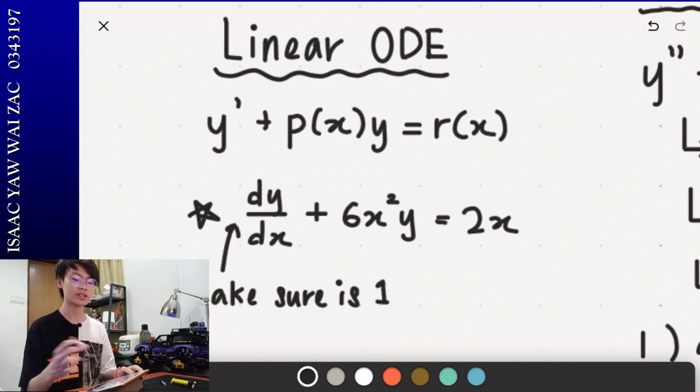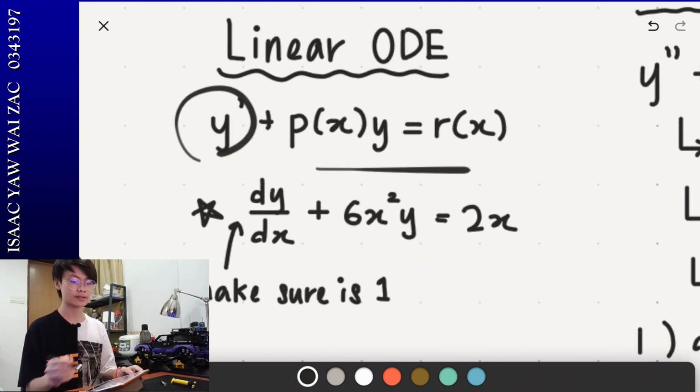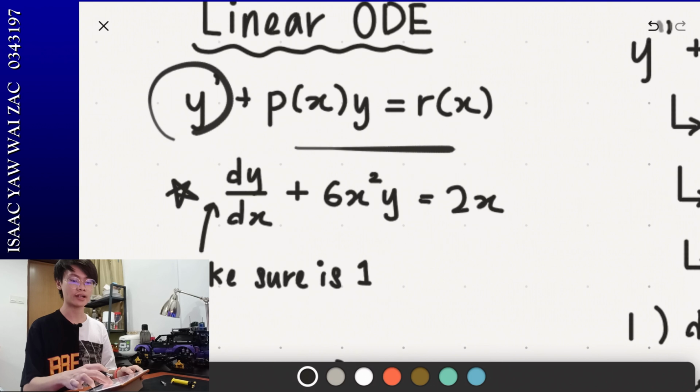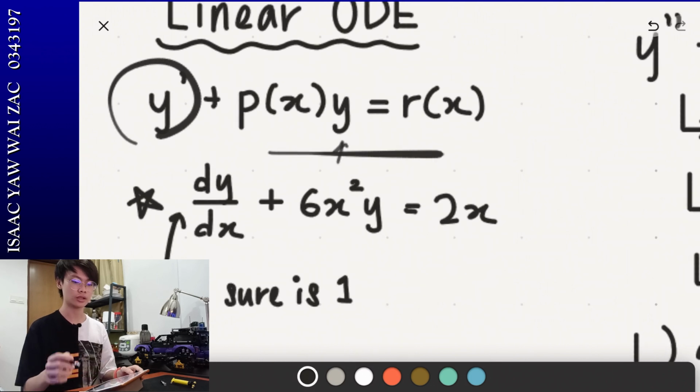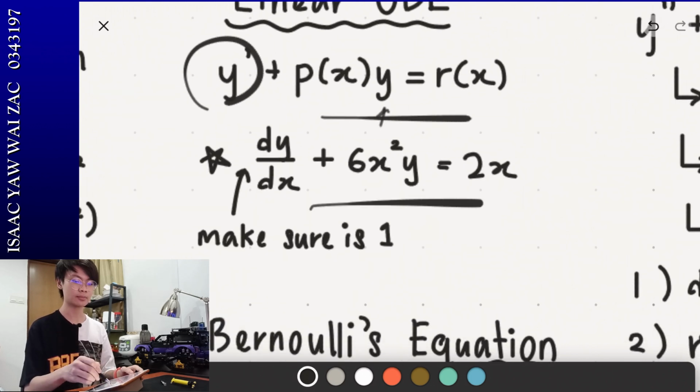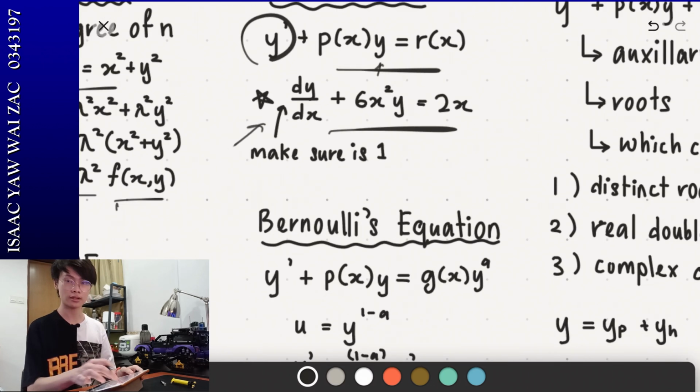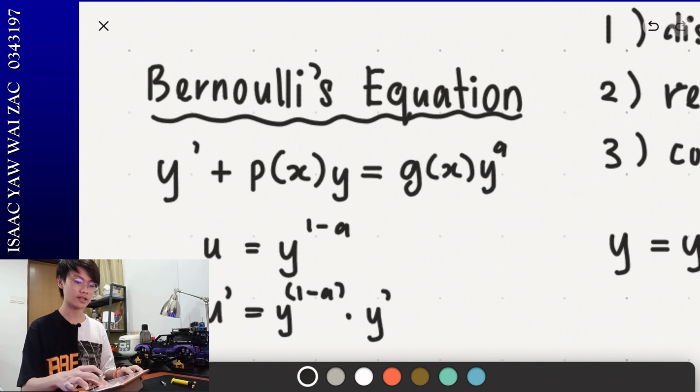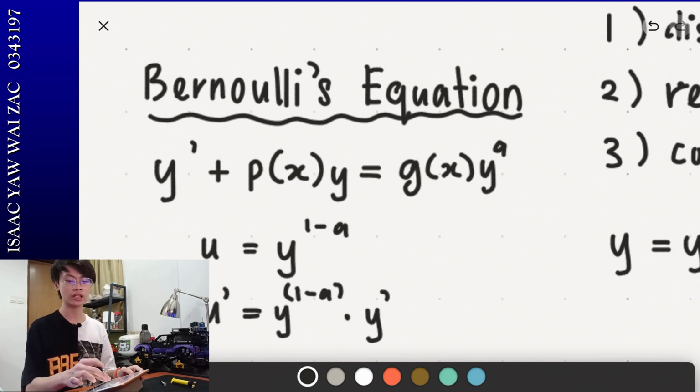And then next, to see whether it's a linear ODE or not. This is the form. We have the y prime here, or dy/dx, together with p(x) and r(x), and we have the r unknown over here. So here is an example, making sure that the coefficient in front of y prime is 1. This is when you solve with the help of the Bernoulli equation.